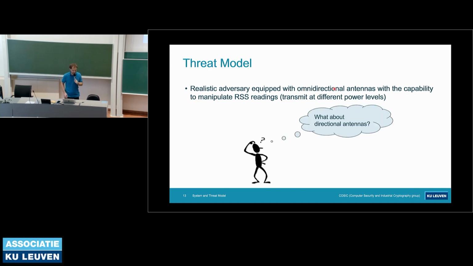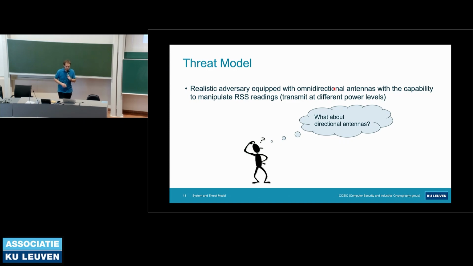So the question is, what about directional antennas? What if the adversary has a complete knowledge of the anchor nodes and has perfect directional antennas, meaning that it can target each anchor node individually?